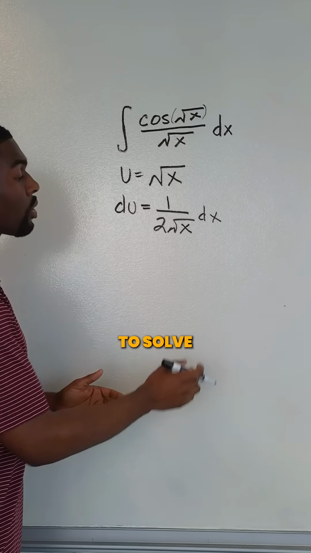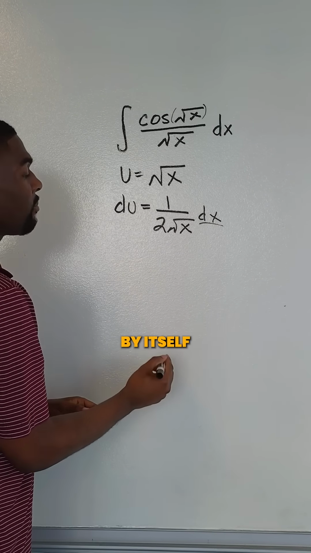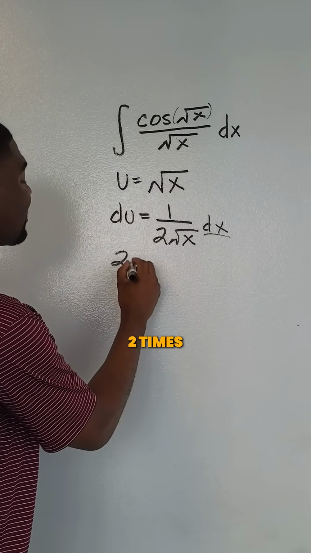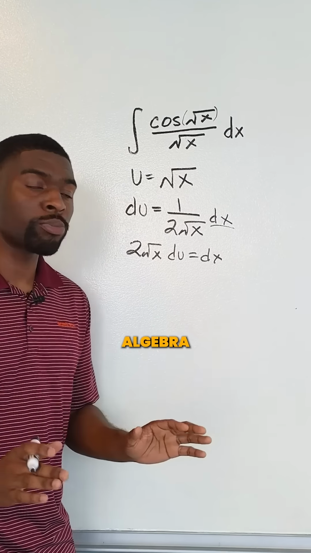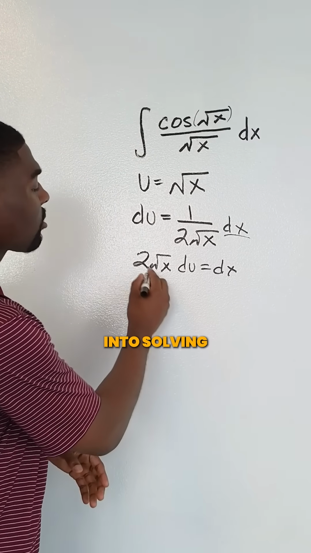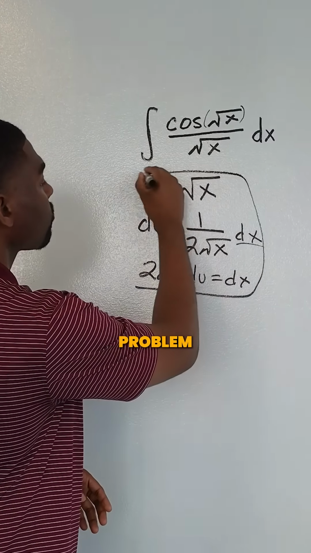Now in this step, we're going to solve and isolate the dx by itself. So we'll get 2 times the square root of x. Now that's not magic math, that's simple algebra, but those are the first steps into solving any U substitution problem.